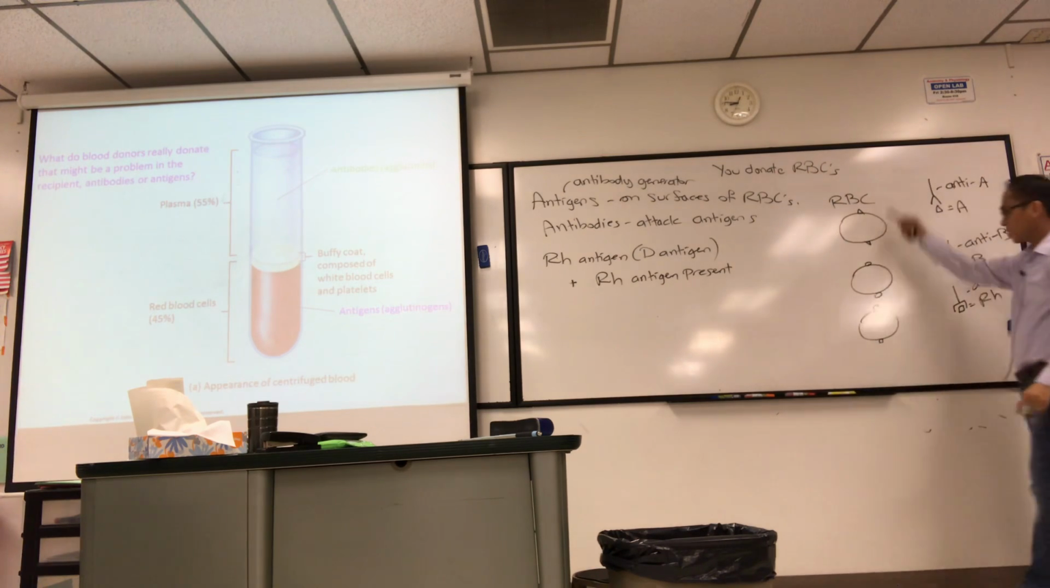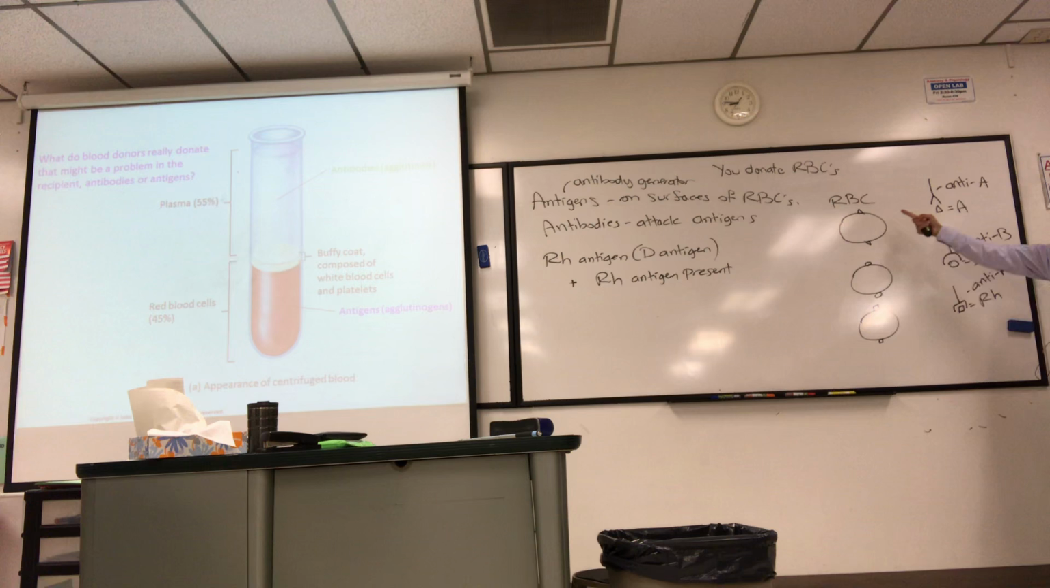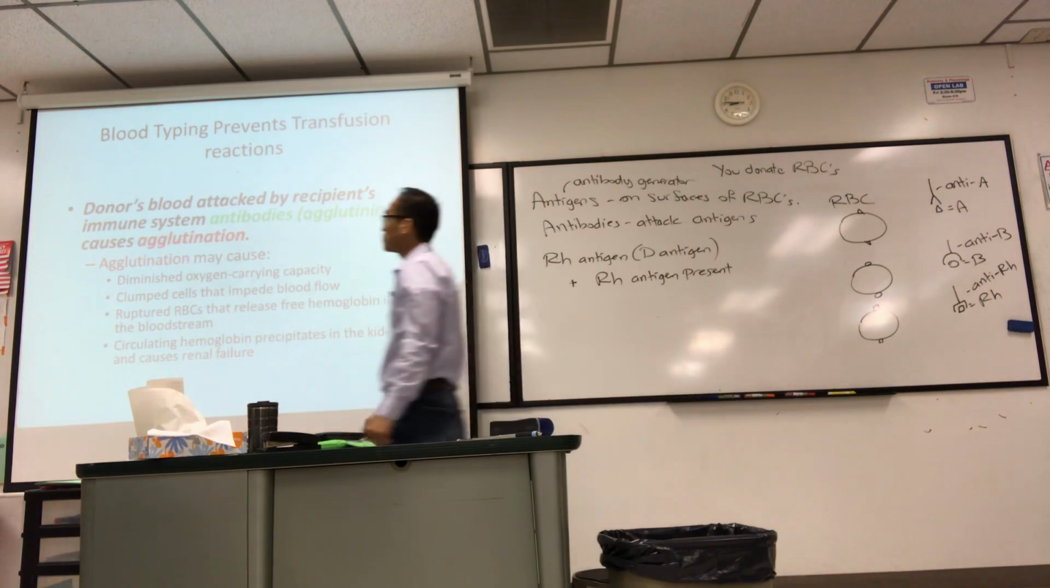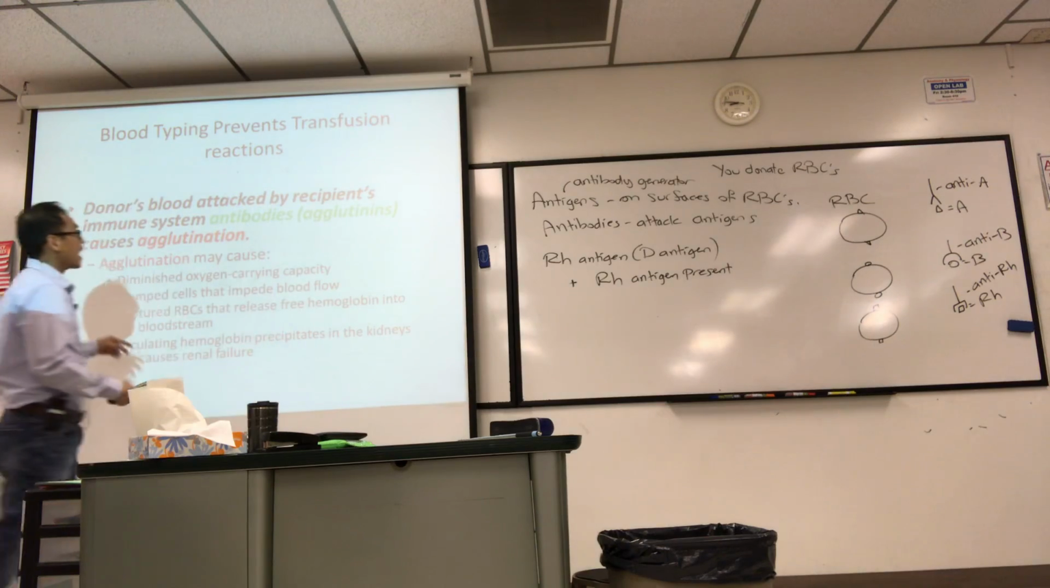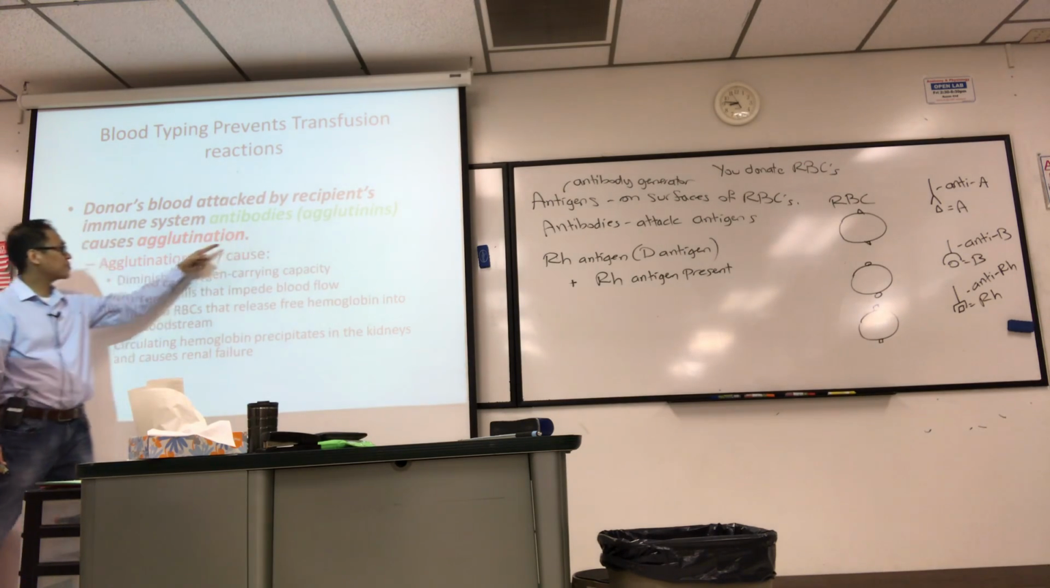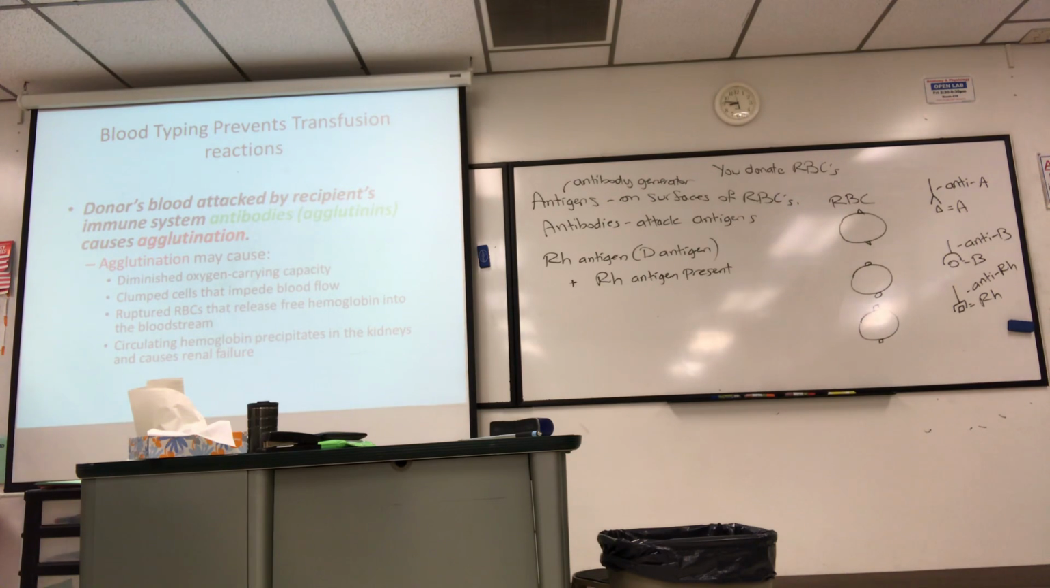So you're donating the antigens. The question becomes, does the recipient have an antibody that can attack the donated blood? That's the question. So let me explain that. The donor's blood, attacked by the recipient's immune system, causes agglutination. Sometimes antibodies are called agglutinins. Sometimes antigens are called agglutinogens.